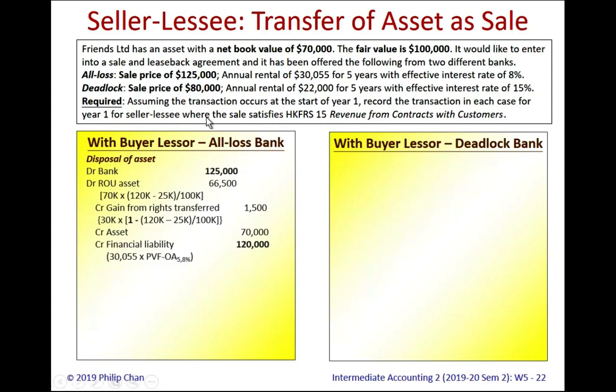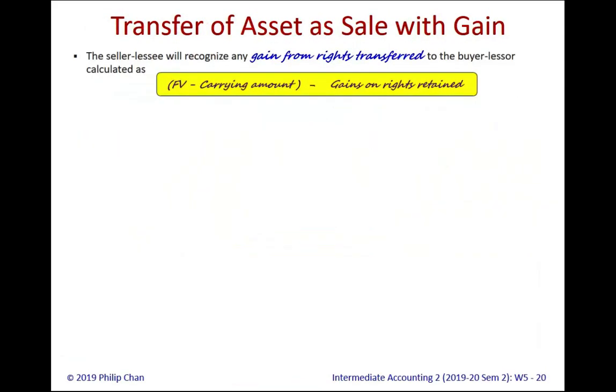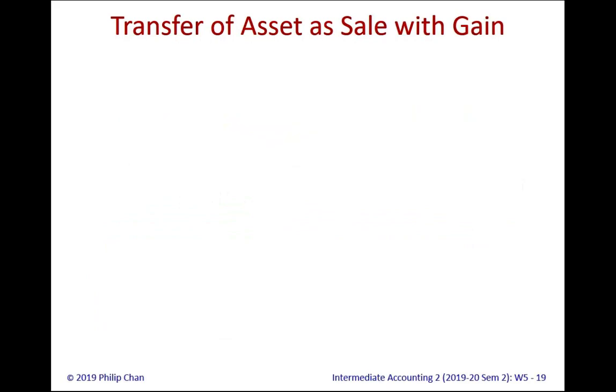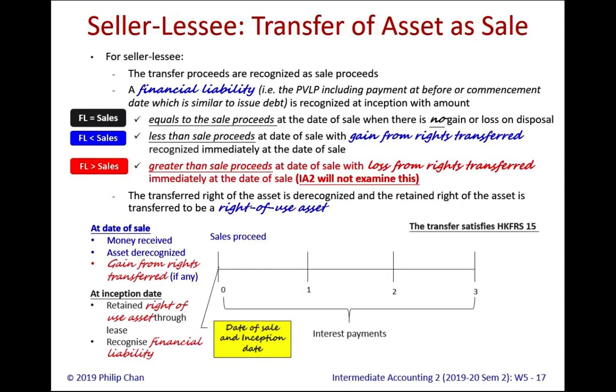Gains from rights transfer: compare sales with the financial liability. If sales is bigger than the financial liability, we know that we definitely have gains from rights transfer. Well, where do we see this? If we go back a couple of slides, let me show you where we have that formula from. There we go. Here, when sales is bigger than financial liability, we definitely have gains from rights transfer.